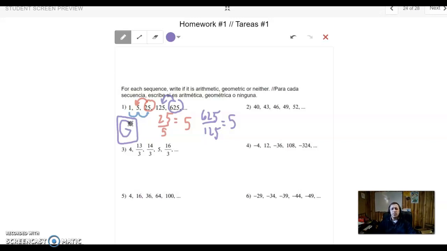So it's a geometric sequence with a common ratio and that growth rate of 5. So it's geometric. Let's go ahead and look at this next one then.